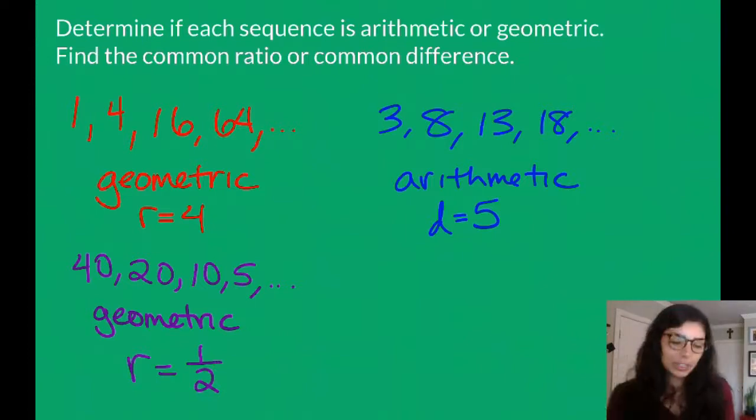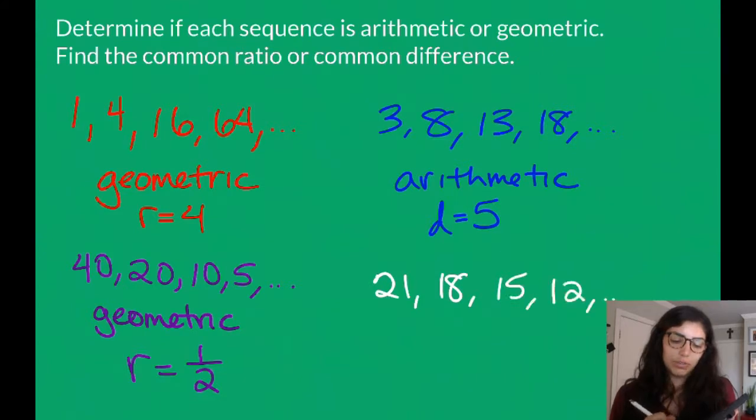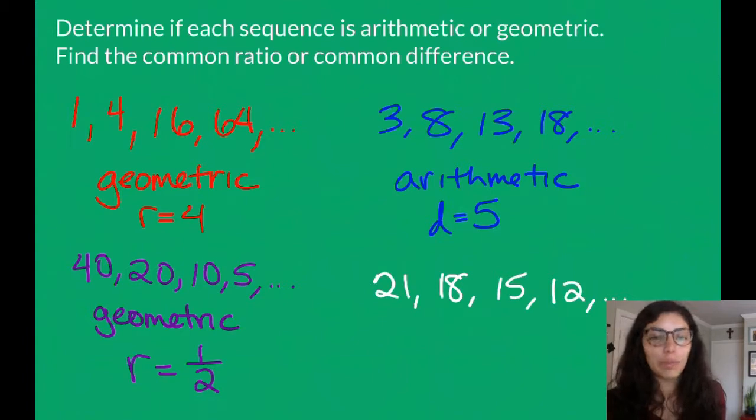Last example here, let's say I have the sequence 21, 18, 15, 12, and on and on. We start with arithmetic to see if it will work. To go from 21 to 18 using addition or subtraction, I'd have to subtract 3. Let's see if that pattern works every time.